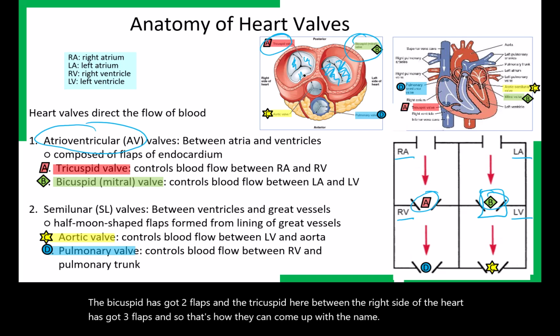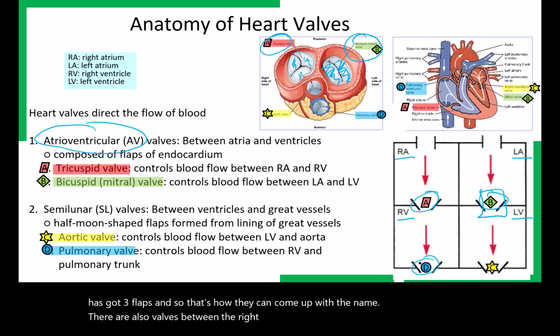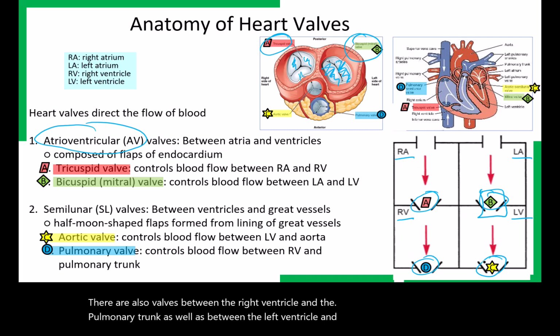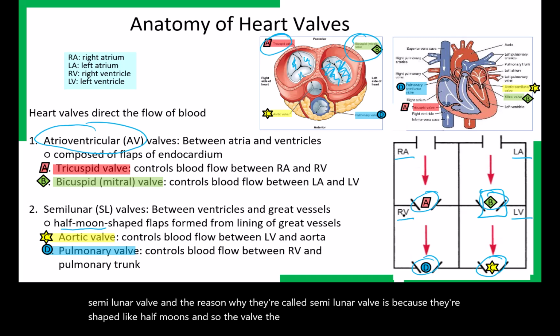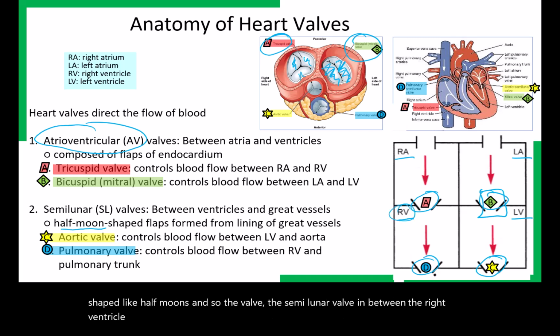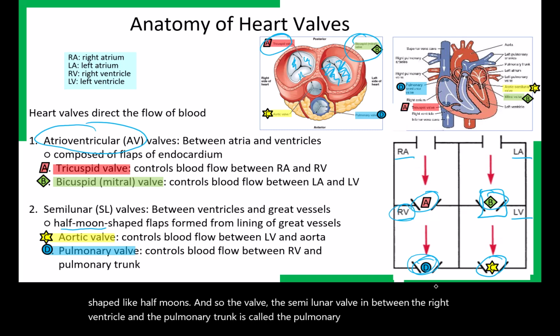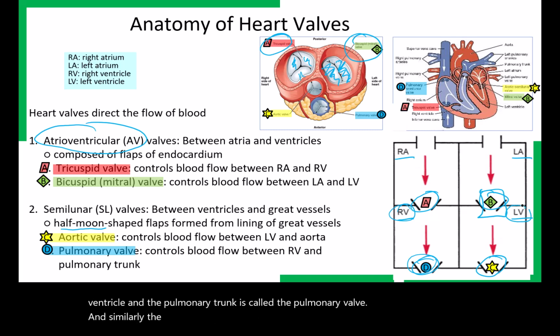There are also valves between the right ventricle and the pulmonary trunk, as well as between the left ventricle and the aorta. These are called semilunar valves, and the reason they're called semilunar valves is because they're shaped like half moons. The semilunar valve between the right ventricle and the pulmonary trunk is called the pulmonary valve. And similarly, the semilunar valve between the left ventricle and the aorta is called the aortic valve.